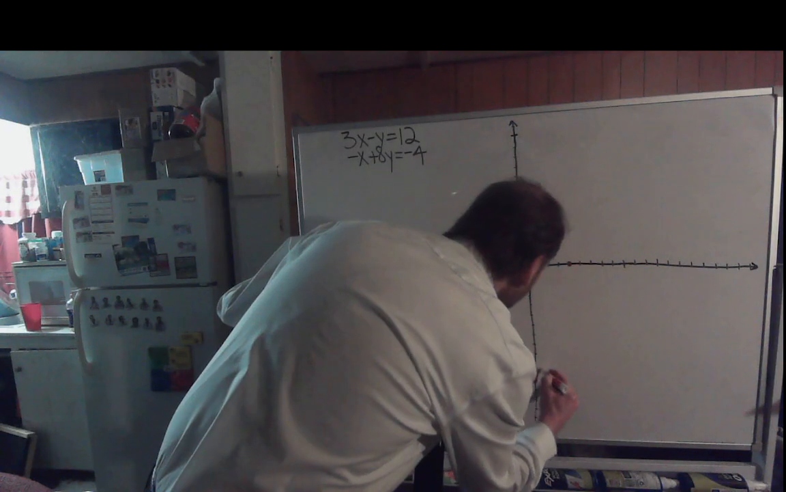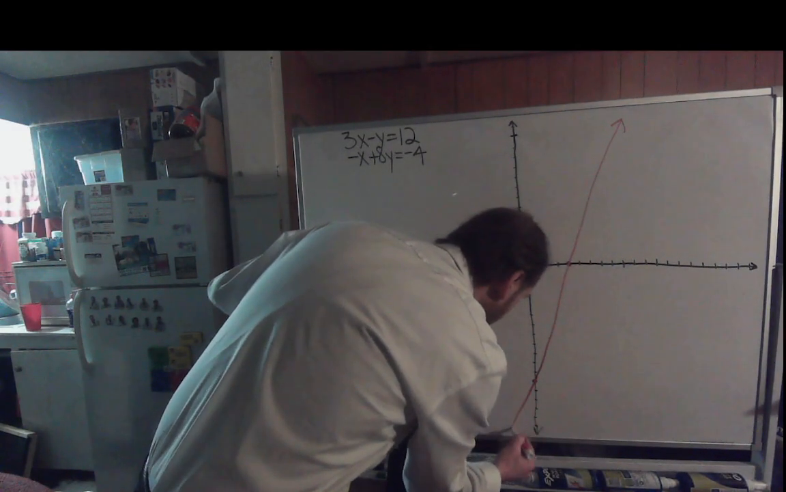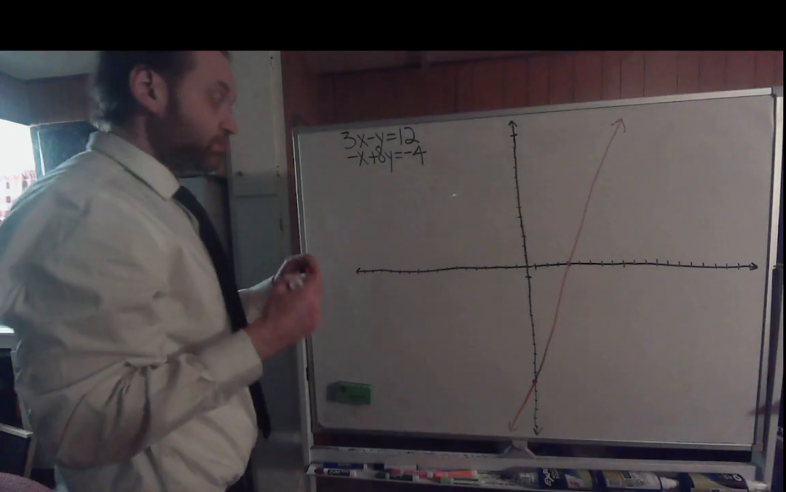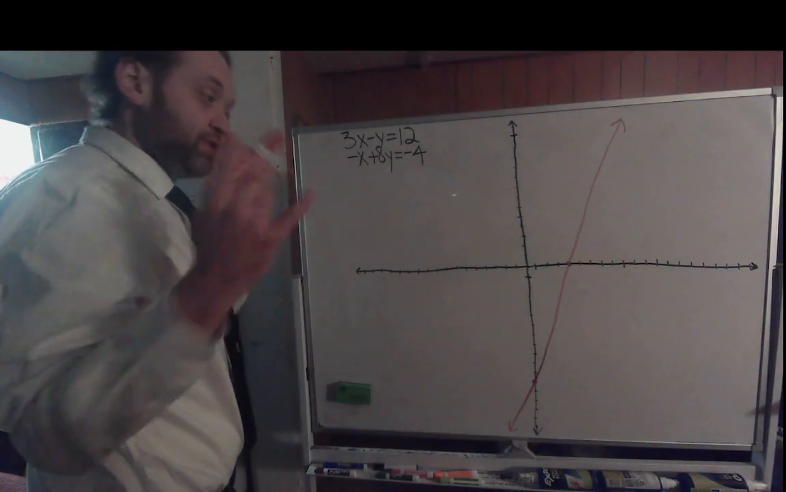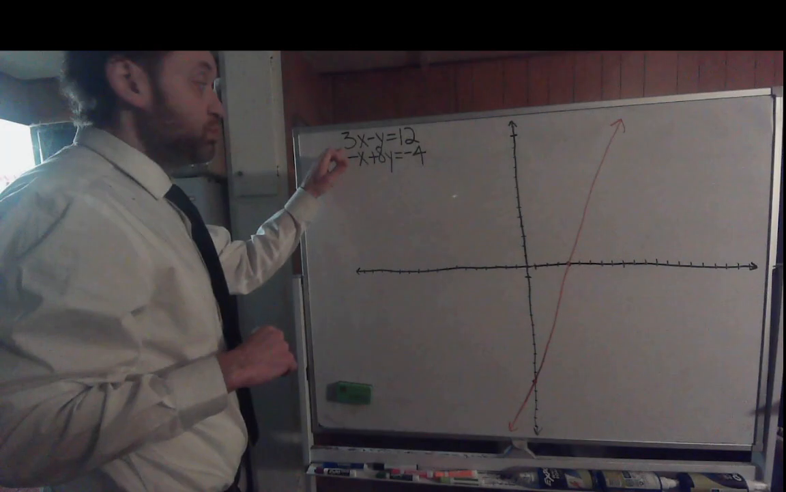Alright, so let's go ahead and draw that line. Okay, so there's my line, 3x minus y equals 12.